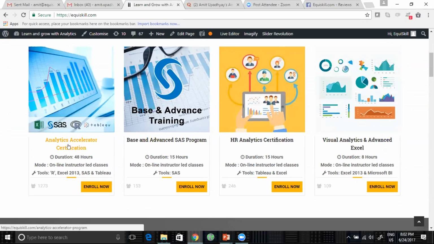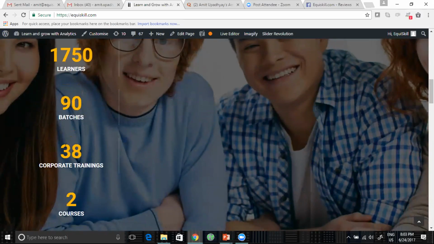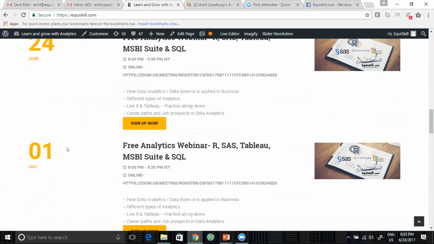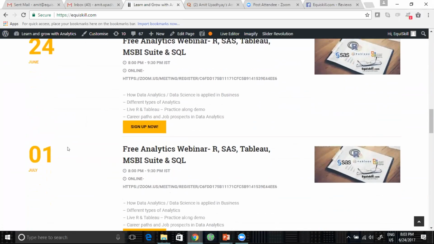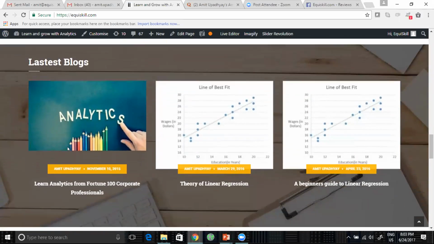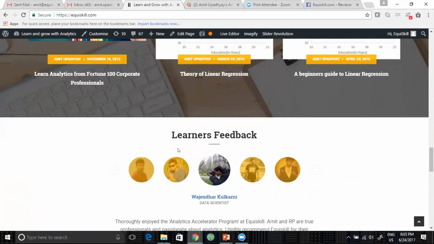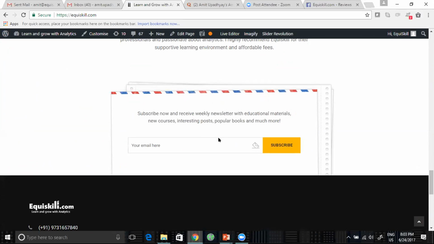We've got an Analytics Accelerator certification, which is the flagship program, which you see on the left-hand side here. And this course is 48 hours. It's 16 classes of 3 hours each, and takes you through a wide variety of tools, R, Advanced Excel, and then onwards to SAS and Tableau in those 48 hours. We've got an immense number of learners, and these are the 2 free webinars that are happening right now as we speak. We've got some blogs, and of course, we've got learner feedback. So you can read through that.